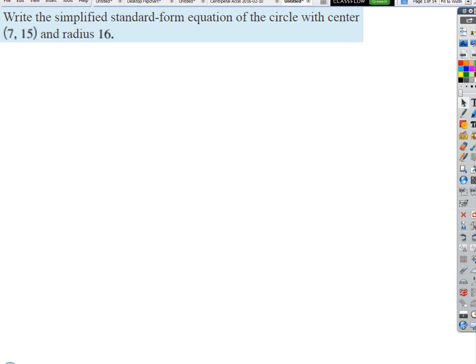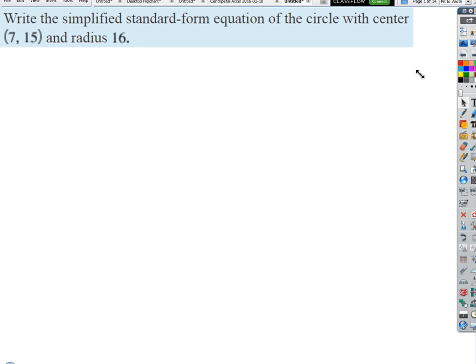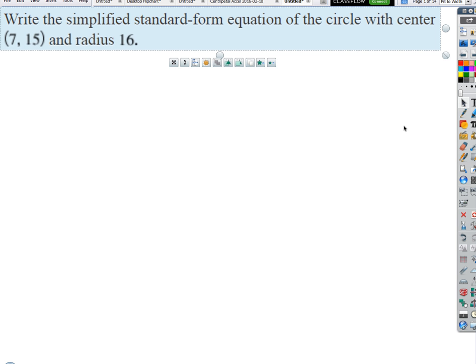So, what about this guy here? Write the simplified standard form equation of the circle with center at (7, 15) and radius 16. All you got to do here is a piece of cake, right? It's on the board up there. We're just going to write down the standard form equation of a circle and plug in the specific information for this circle, right?